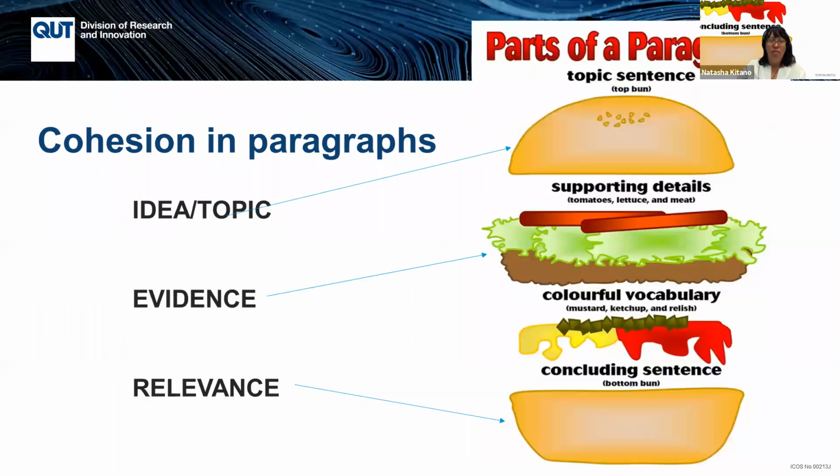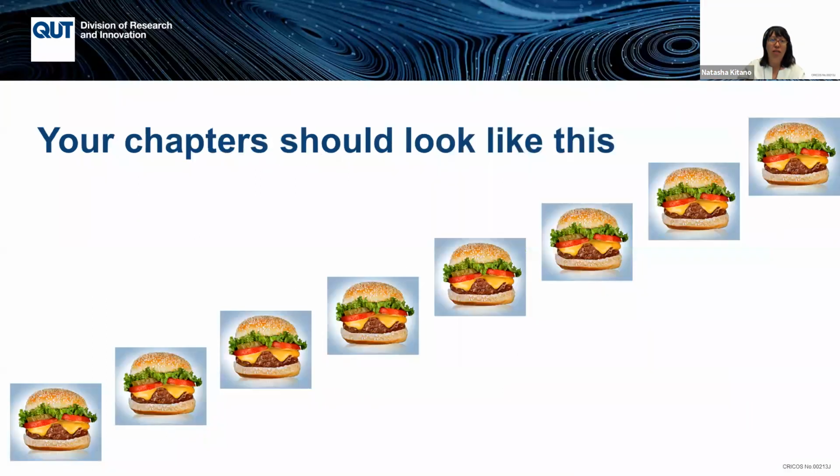All right, this is what cohesion in a paragraph looks like. I won't go into massive detail because I do that in the actual writing circle, but the paragraph needs to have one idea that you state using your voice as the expert researcher at the beginning, the evidence in the middle, and the relevance to your research at the end.